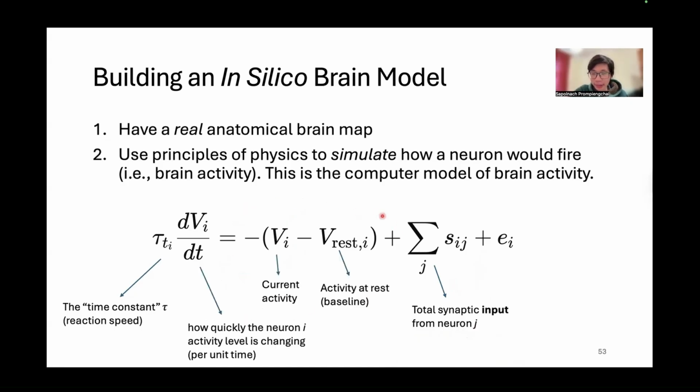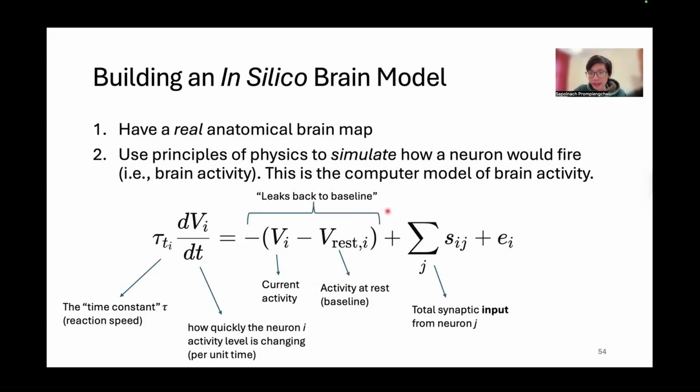Now let's look at this part of the equation. Remember VI stands for the current activity of the neuron, the activity of the neuron at this point in time. Now VREST stands for activity at rest. As you might know, our brain, even when we sleep or do not do anything, still fires. So every neuron has an intrinsic property in that it has a resting membrane potential. But just to give you an intuition, think of it like an activity at rest. It's kind of like a baseline. Technically it's not, but for now, let's just assume that it's activity at baseline.